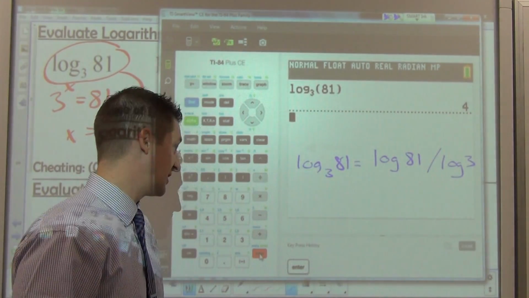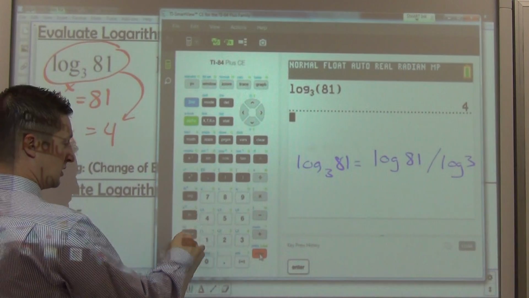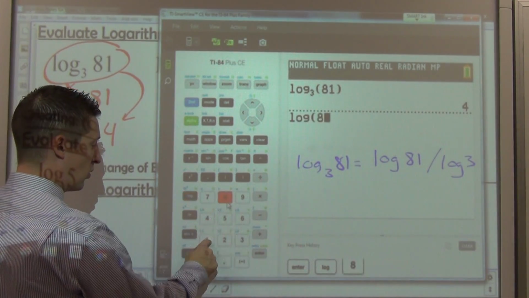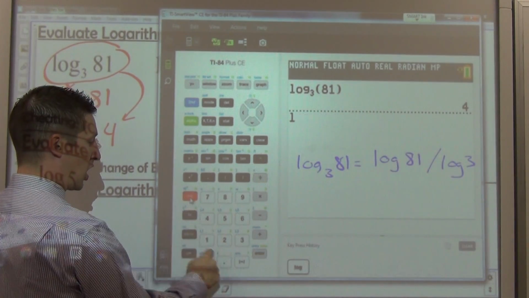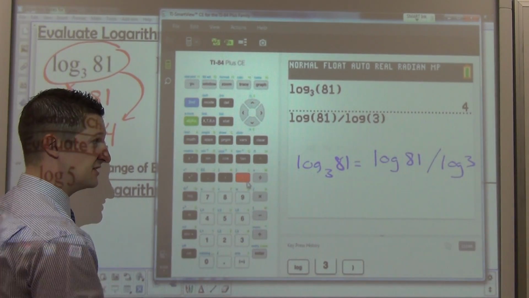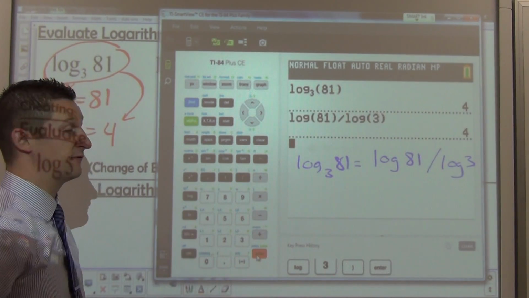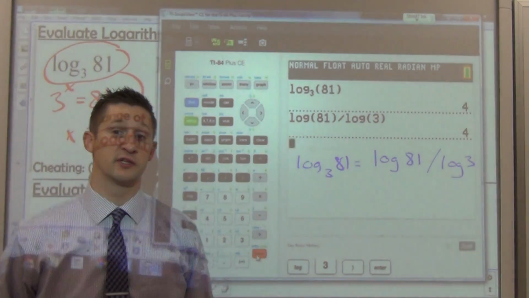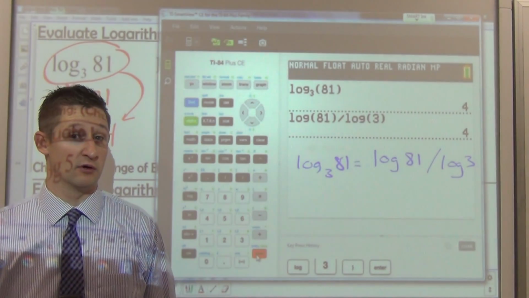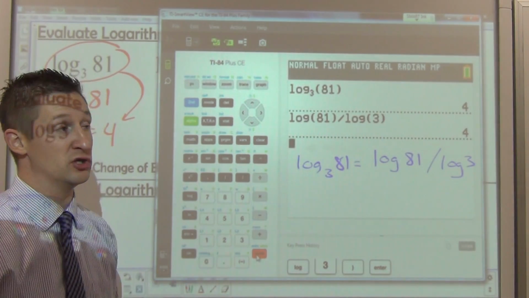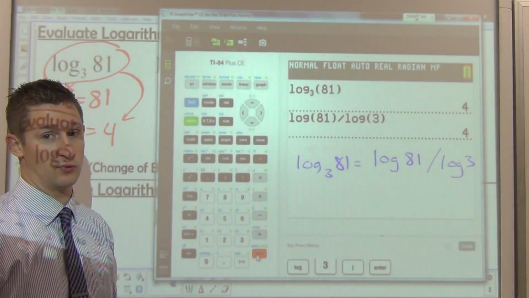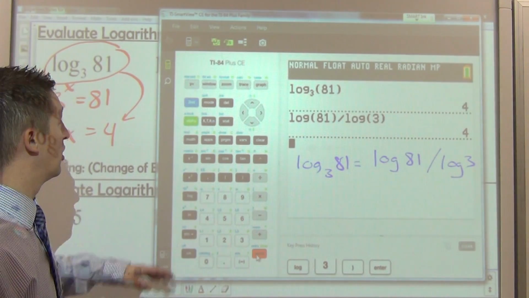Log of the big number divided by the log of the little number, which is the base. So watch what happens if I type it in. I type in log 81, close the parentheses, and then divide that by the log of 3, close those parentheses, hit enter, and we get 4. So even if you have an older calculator, a TI-83 or an older TI-84, you can still evaluate logarithms on your calculator using the change of base formula. Pretty neat little deal. So let's keep that in mind.